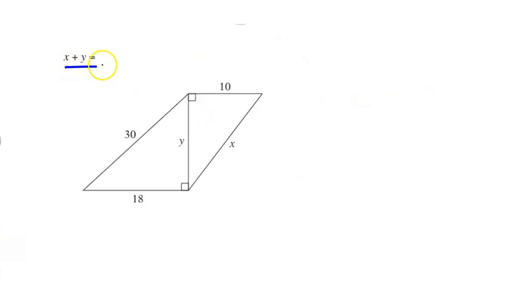Here we have to find x plus y. This is x and this is y. We can start by finding y. We'll use Pythagoras theorem. This angle is 90 degrees, so the hypotenuse is opposite to the right angle. So 30 square is going to be y square plus 18 square. So we can figure out the value of y square with the help of this.